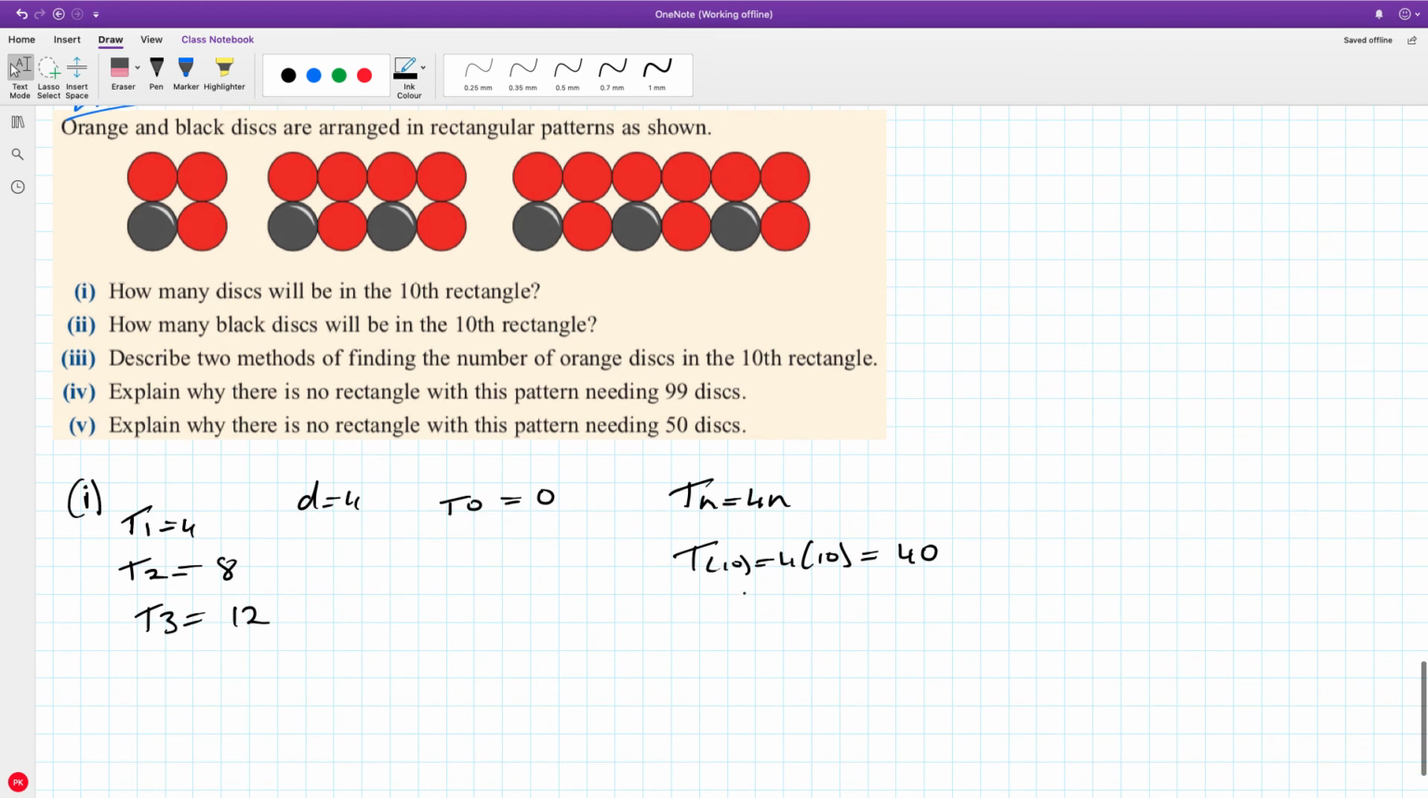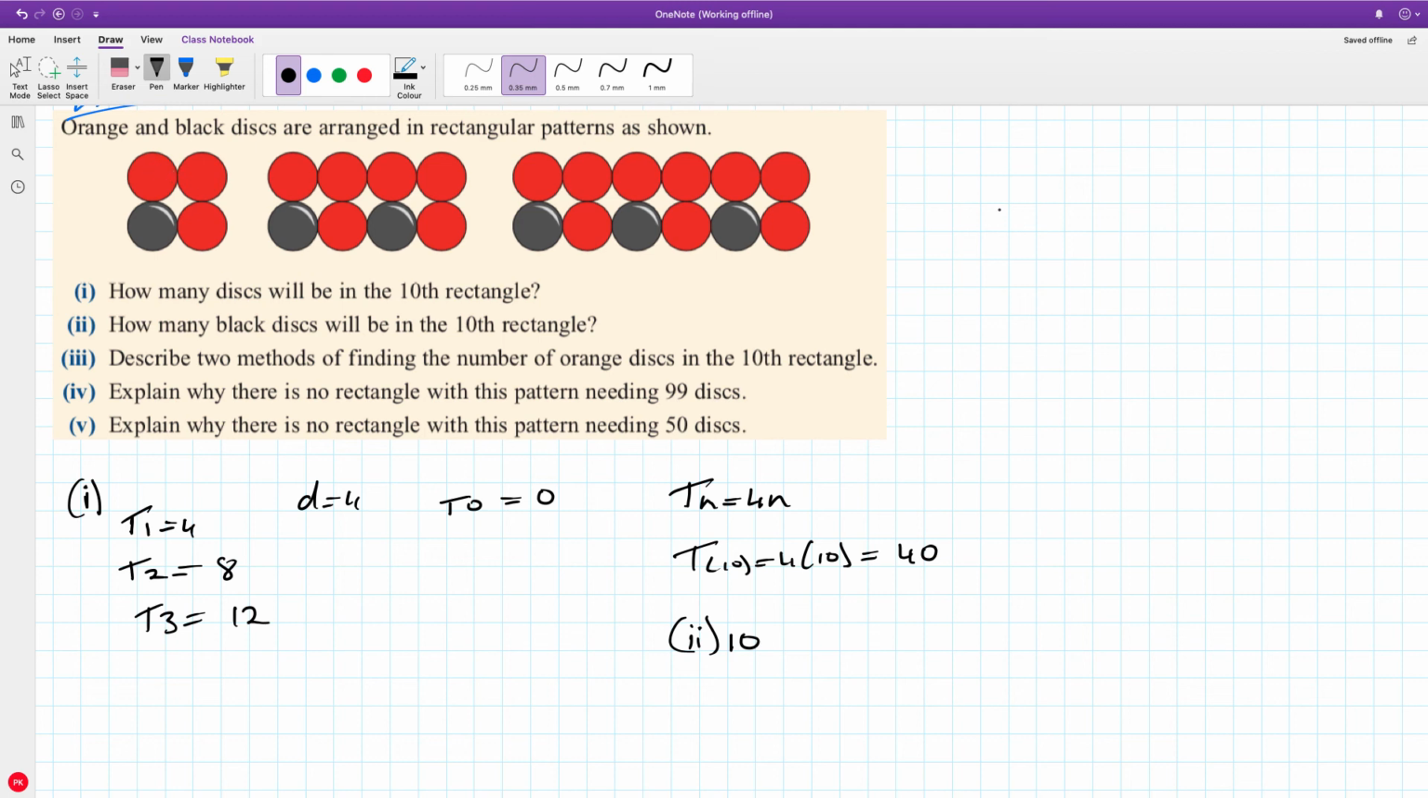Alright. How many black discs will be in the 10th rectangle? 10. It's going up, yeah, exactly, 10. So, describe two methods of finding the number of orange discs in the rectangle. They're orange.